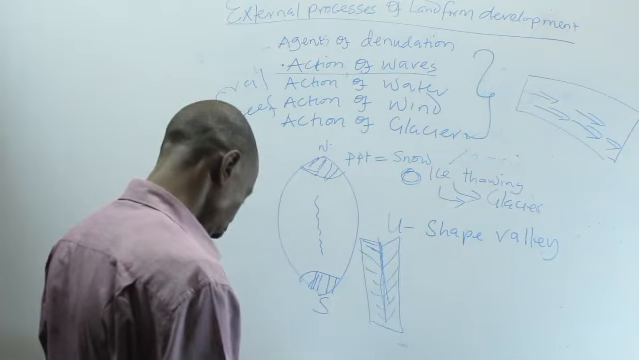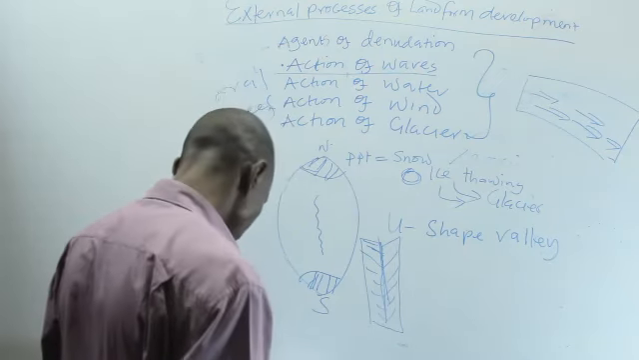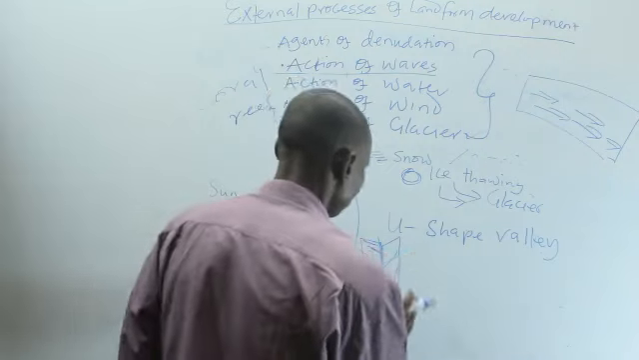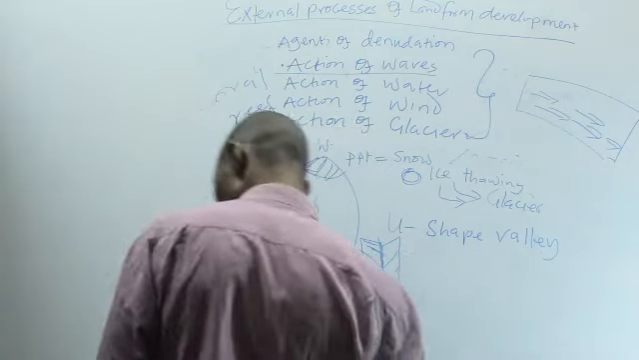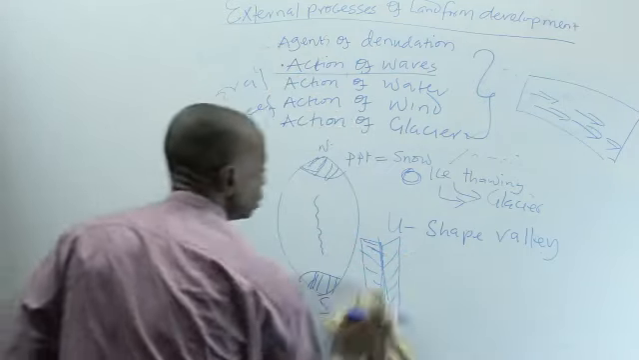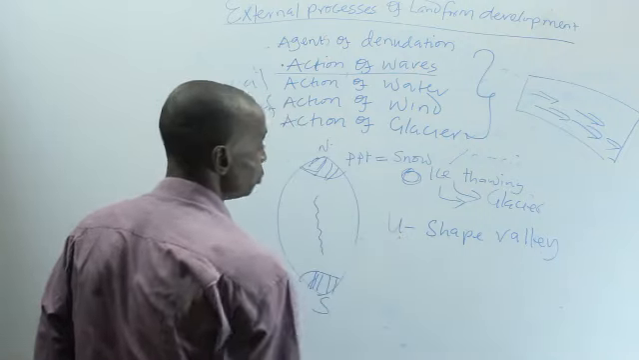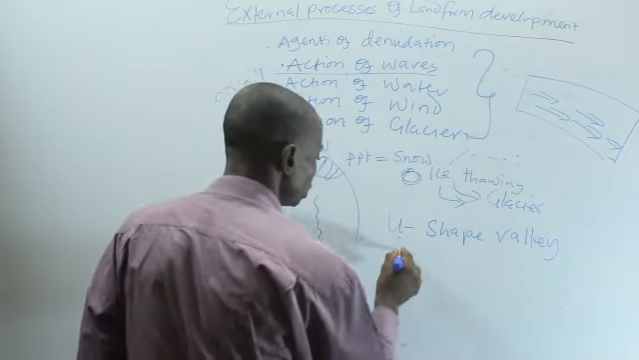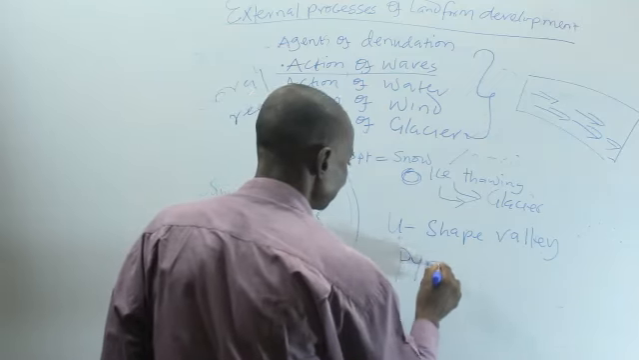This is one of the landform development, you know. Then it can also lead to what we call pyramidal peak. Number one, we have U-shaped valley. Number two, there is what we call pyramid.